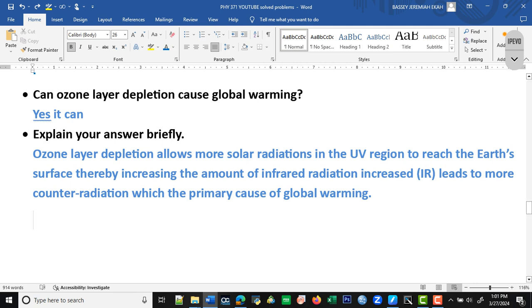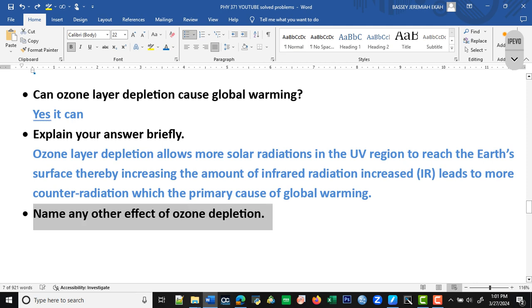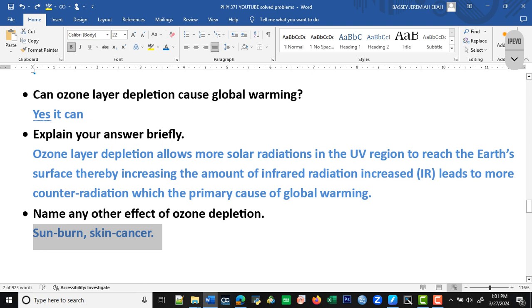Name any other effect of ozone depletion. Effect of ozone depletion on humans: sunburn. It could also lead to skin cancer, sunburn, and all of that.